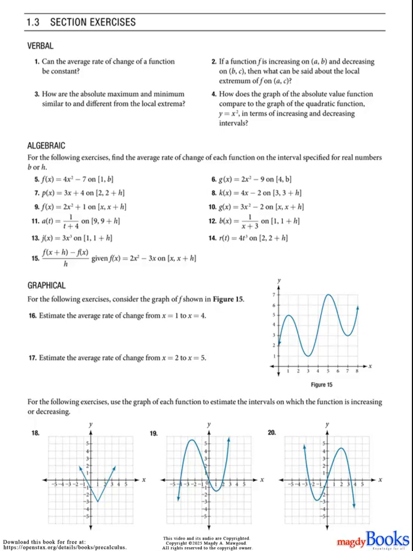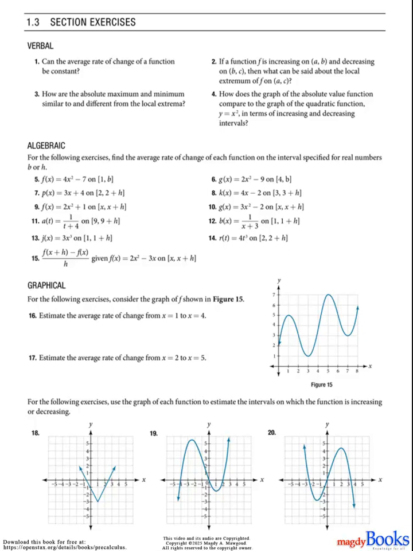15. f of x plus h minus f of x, divided by h, given f of x equals 2x squared minus 3x on [x, x plus h].